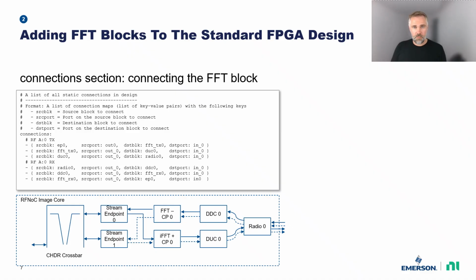In the next step, we modify the static connections to connect the inputs and outputs of the FFT block. Let's go through the connections for the first radio channel in more detail. In the transmit direction, stream endpoint 0 connects to the IFFT input 0. The IFFT output 0 connects to the DUC input 0, and the DUC output 0 connects to the radio input 0. We need to do the same for the receive direction. And finally, we repeat these steps for the remaining 3 radio channels.